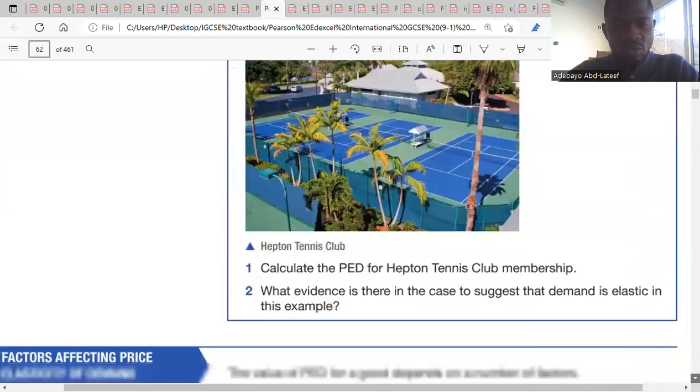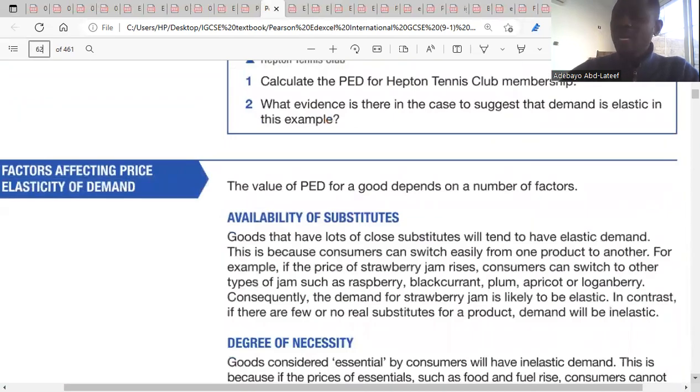We have the activity to do. We get it done. We go to factors now. What's the relationship between the PED and total revenue? No, we have to talk about the factors affecting price elasticity of demand first. Have you seen it? After the next activity.